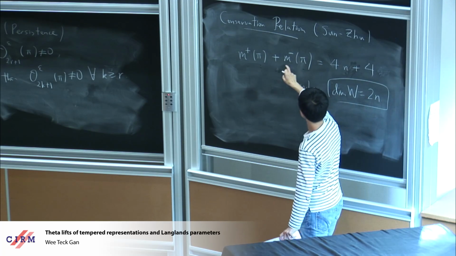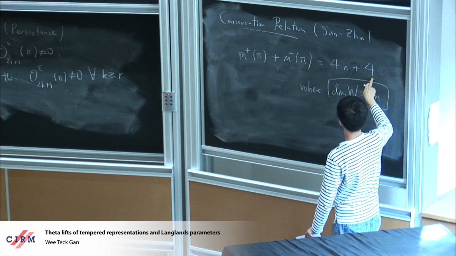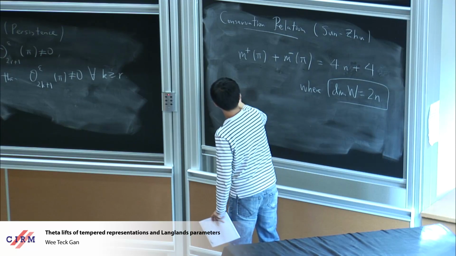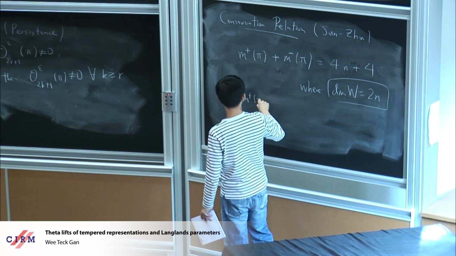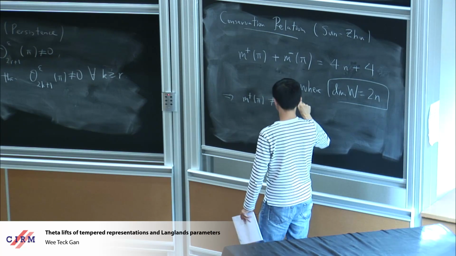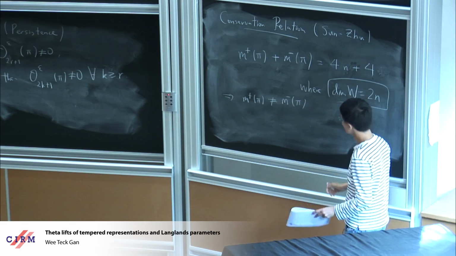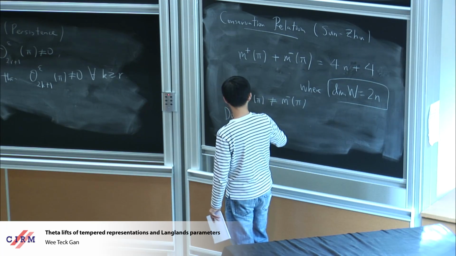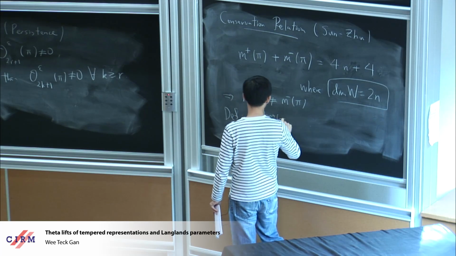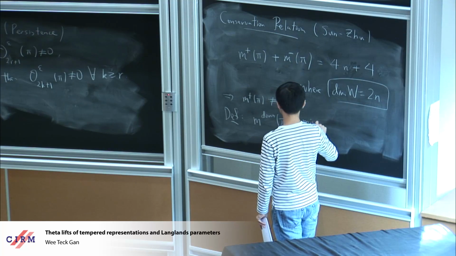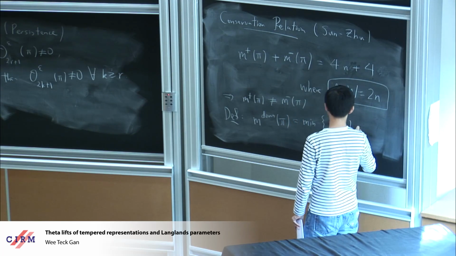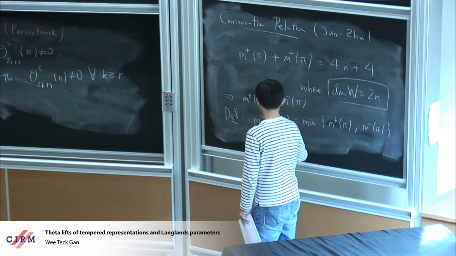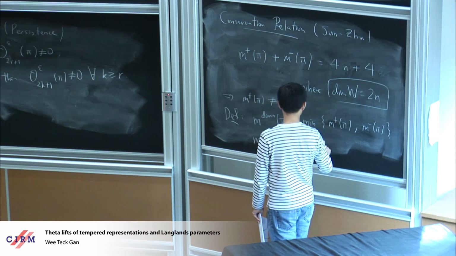Moreover, note that these m plus and m minus are odd numbers. So if they were to add up to a number divisible by 4, they cannot be equal. This implies in particular that m plus cannot be equal to m minus. So one of them has to be bigger than the other. Let's make a definition. I'm going to call m down of pi the minimum of these two, and m up of pi the other one.